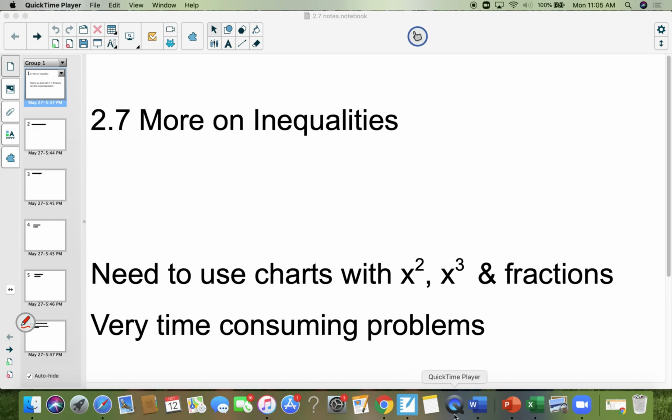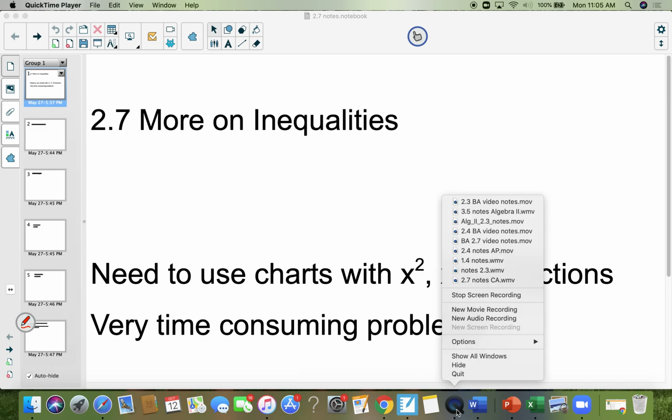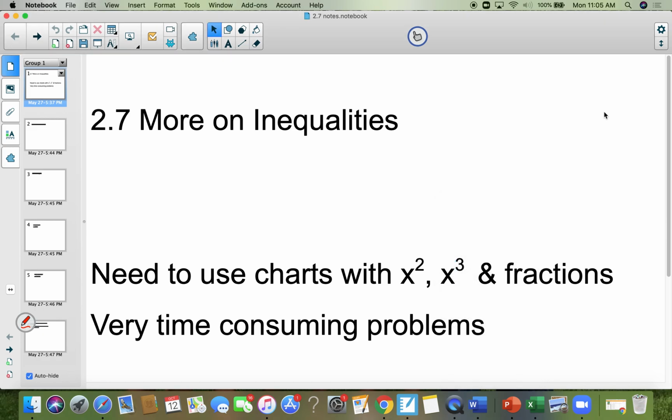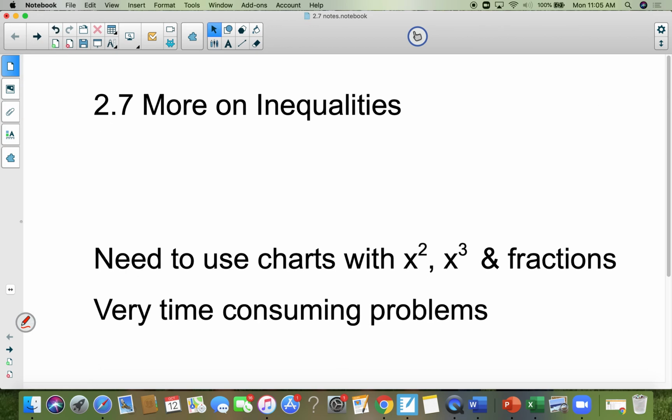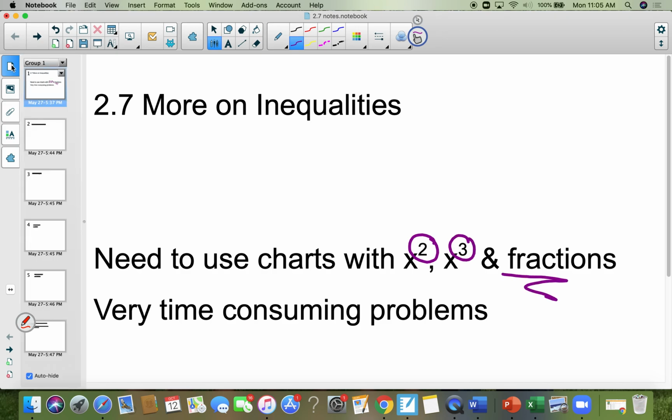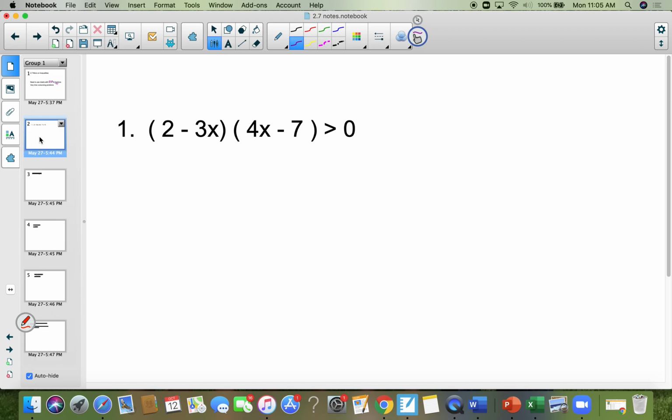Okay, these notes, 2.7, more inequalities, is a little bit different than 2.6 because it's higher than x to the first. It's either x to the second or x to the third, or there's fractions. So, in the first one, it's already factored for you.